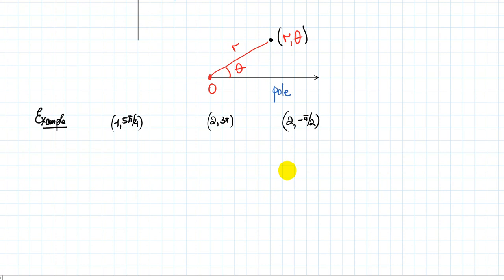Okay? Again, I'm going to put the pole, right? Then I'm going to measure the distance 1, and I need to figure out the angle, which is 5 pi over 4, right? So actually, for this case, 5 pi over 4 can be written as pi plus pi over 4, right? So if this is 0, for example, the 0 angle, where is the pi angle?